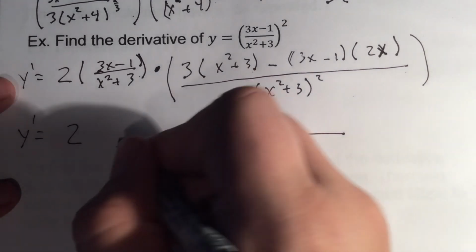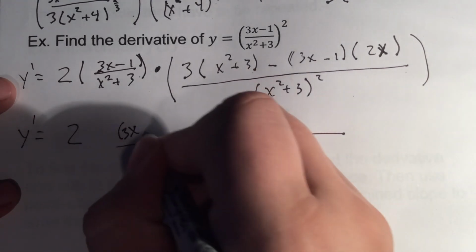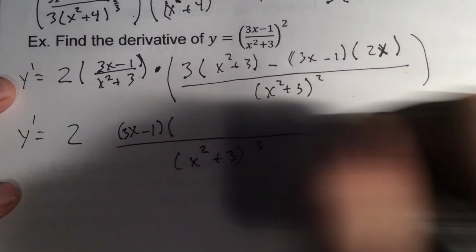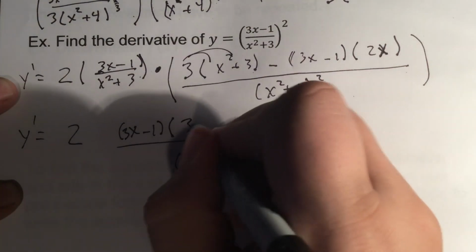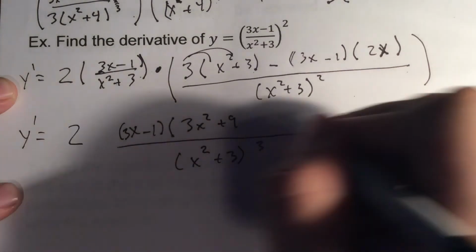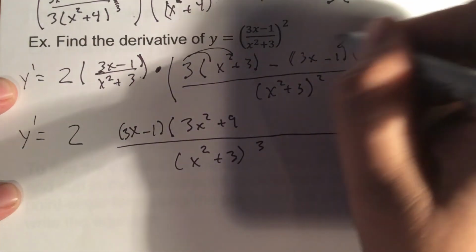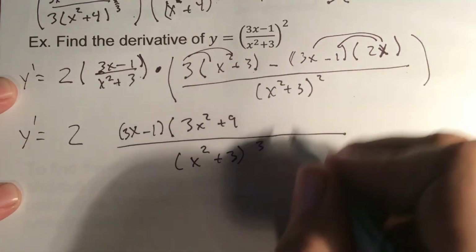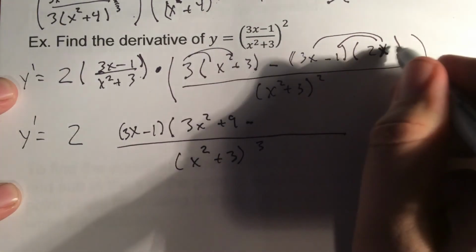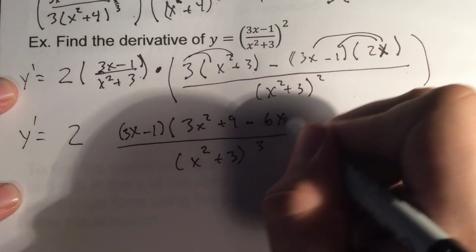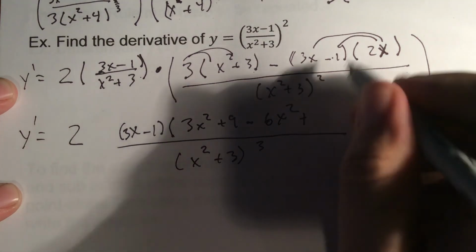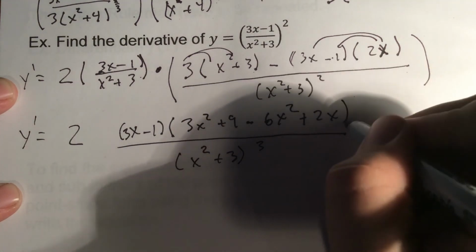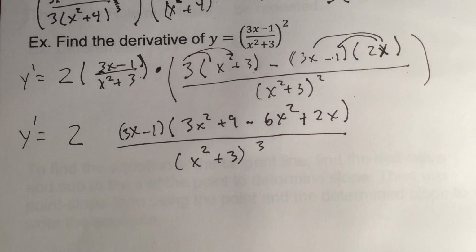On top, though, we still have a 3x minus 1 times, here we could distribute the 3 in and have 3x squared plus 9. Here we could distribute the 2x, but there's a minus with it, and have minus 3x and 2x would make 6x squared. The minus 1 out front would make it plus. 1 and 2 would be 2x. So, getting closer.